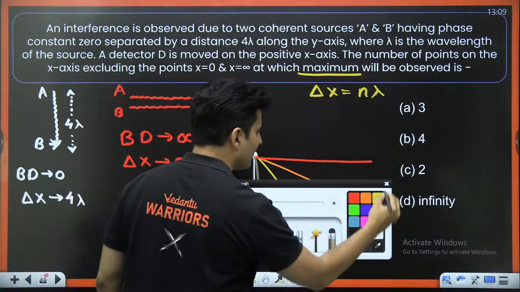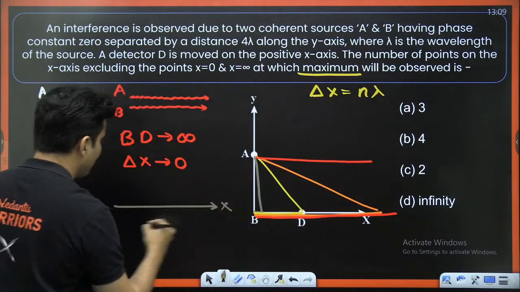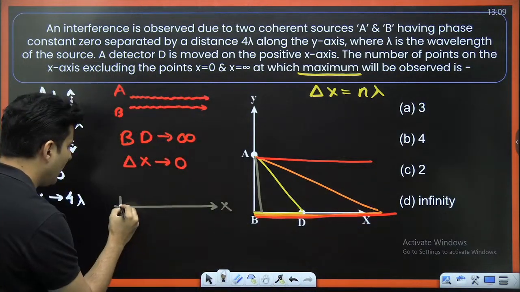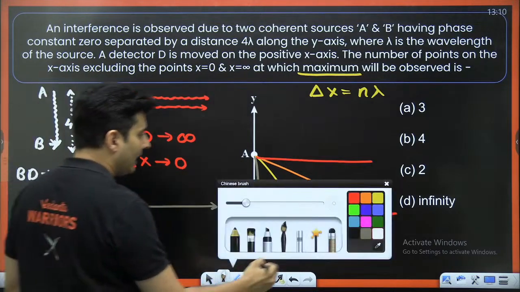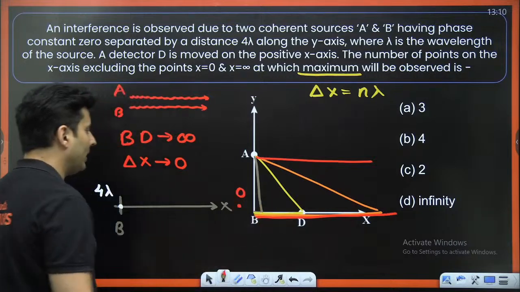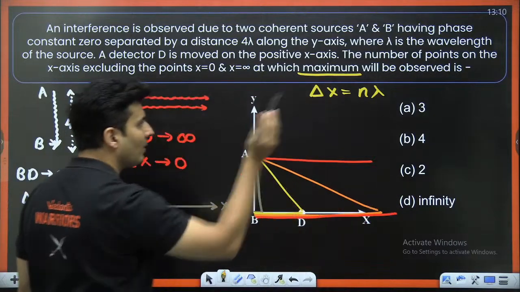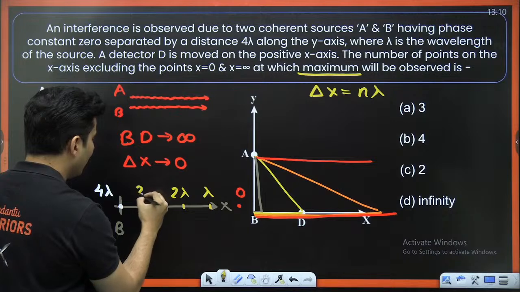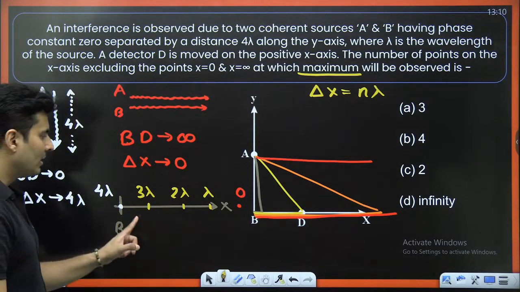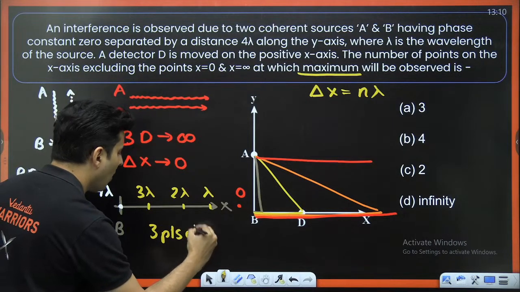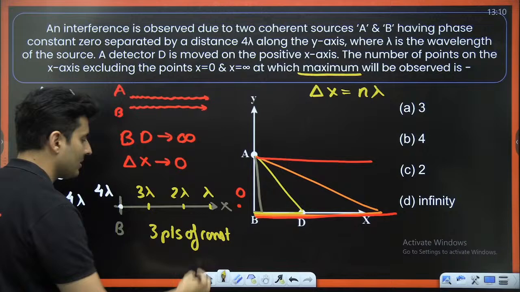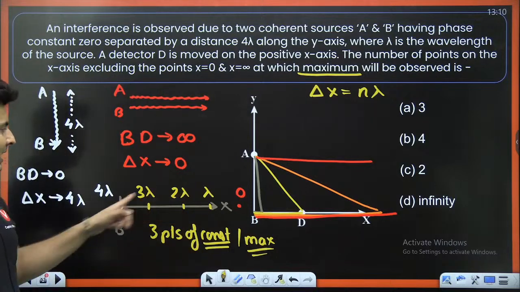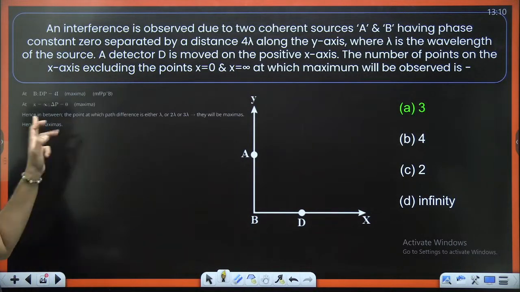That means if I travel on the x-axis starting from the origin, which is at point B, I will get 4 lambda path difference here, and at infinity I will get 0 path difference. Somewhere in between I will get the remaining path differences, like lambda over here, maybe 2 lambda over here, maybe 3 lambda over here, and finally 4 lambda. These are basically 3 points of constructive interference, 3 points of maxima that I am getting. Is that clear? So hence the answer should be 3 maxima.